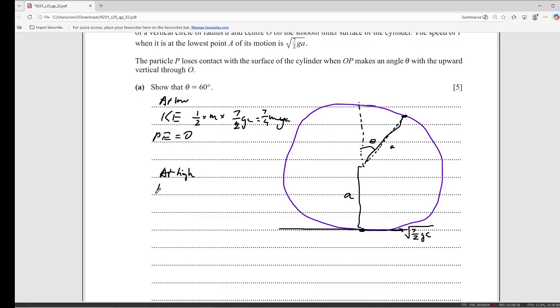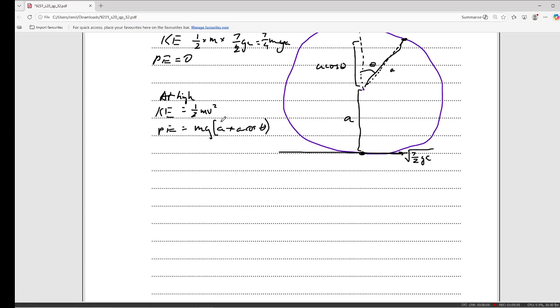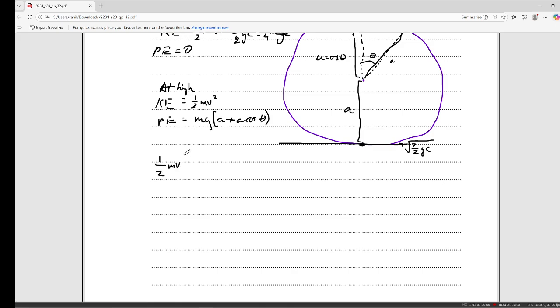At the high point, kinetic energy KE equals half mv square. The potential energy equals mass times g times a plus a cos theta. The reason is that it goes a, and then a cos theta gives me the remaining length to give the actual vertical distance. Now we can equate: half mv square plus mga plus mga cos theta equals 7 by 4 mga.